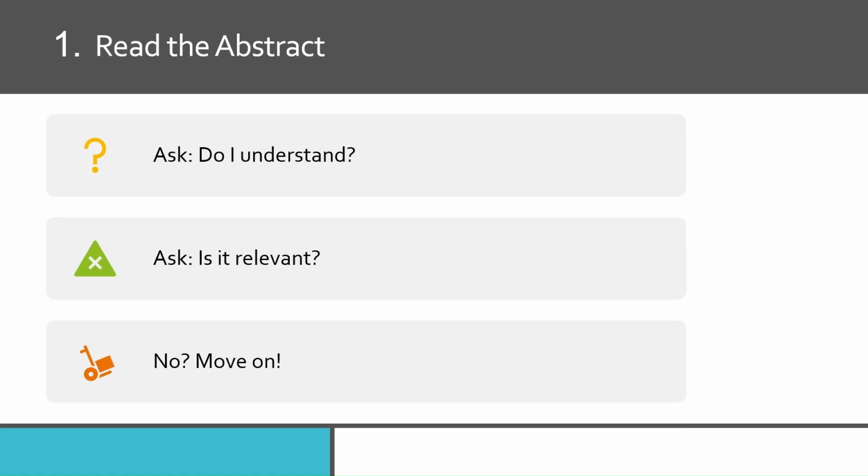First, always read the article's abstract or summary to decide whether it's worth your time to continue reading. This is going to be a short excerpt that's labeled and is at the beginning of an article. While you're reading the abstract, ask yourself, do I understand what's being said? If the language is too technical or the article's topic is too far beyond your current understanding, the article is not right for you right now.